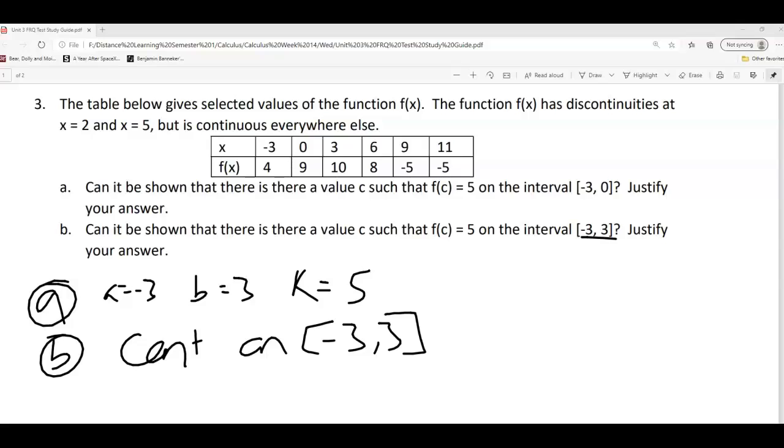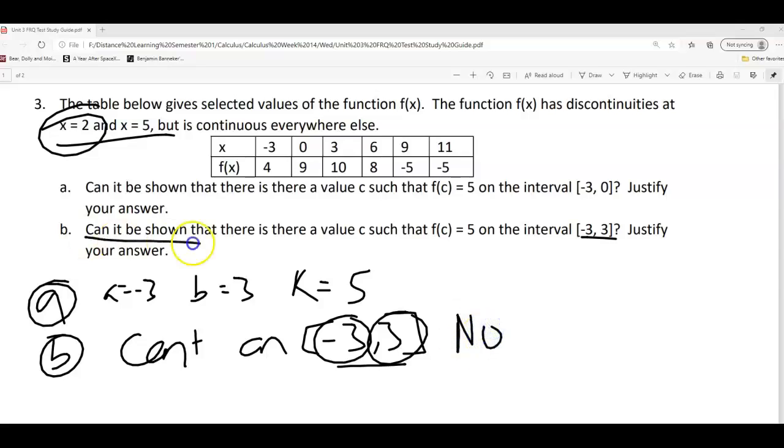is it continuous on the interval? Remember, it said we have discontinuities at x equals 2 and 5. Are x equals 2 or 5 on this interval? And the answer is yes. In between the numbers -3 and 3, x equals 2. So there, 2 is between those two numbers. So there is a discontinuity on that interval. So unfortunately for this one, we're going to say no.